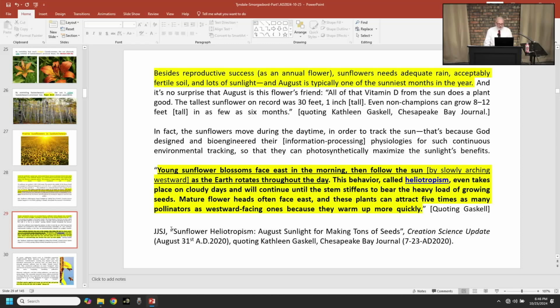Young sunflower blossoms face east in the morning, then follow the sun by slowly arching westward as the earth rotates throughout the day. This behavior, called heliotropism, even takes place on cloudy days and will continue until the stem stiffens to bear the heavy load of growing seeds. Mature flower heads often face east, and these plants can attract 5 times as many pollinators as westward facing ones because they warm up more quickly.